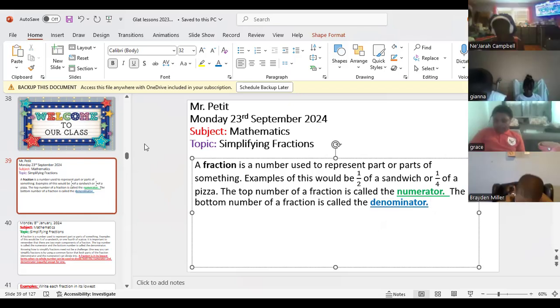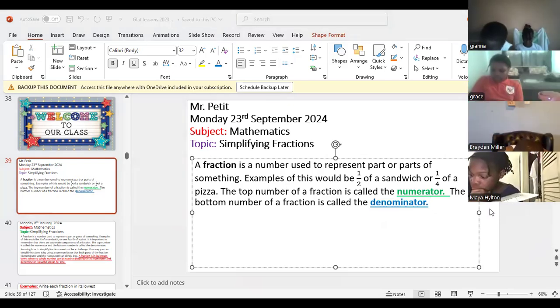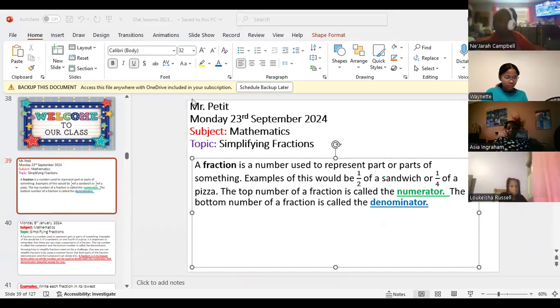Legacy, what do we call the top number of a fraction? A numerator. What do we call the bottom number? A denominator, very good. Maya, what do we call the top number of a fraction? A numerator. What do we call the bottom number? The denominator, very good.